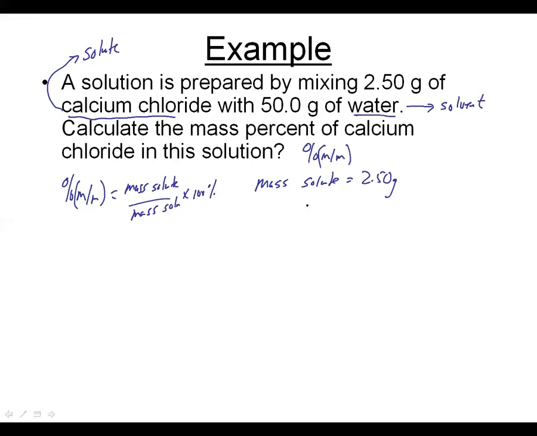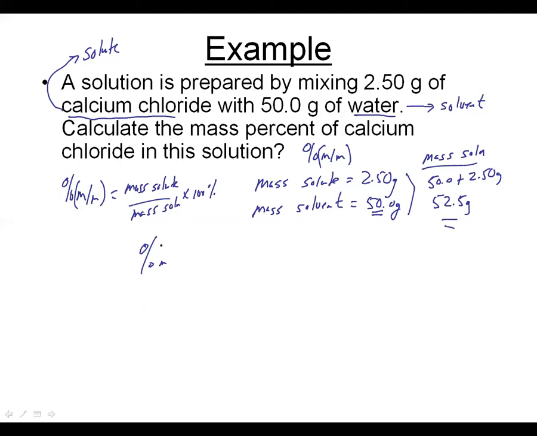The mass of the solvent would be the 50 grams. And again, that is not the mass of the solution, though. That is just the solvent. So to get the solution, we need to add those together. So the mass of the solution would be our 50 grams plus our 2.5 grams, which gets us 52.5 grams. It's very common that people will just use the mass of the solvent and divide by 50 in this case, which obviously would give you the incorrect answer.